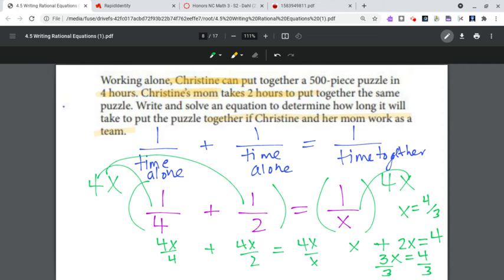Okay, now understanding that our time is in hours. So 4/3 represents, let me just draw an arrow up here, 1 1/3 of an hour. If I want to be even more particular, I'm going to say it will take them 1 hour and 20 minutes together, because 20 minutes is 1/3 of an hour. Final answer, x equals 4/3, or 1 1/3, or 1 hour and 20 minutes.